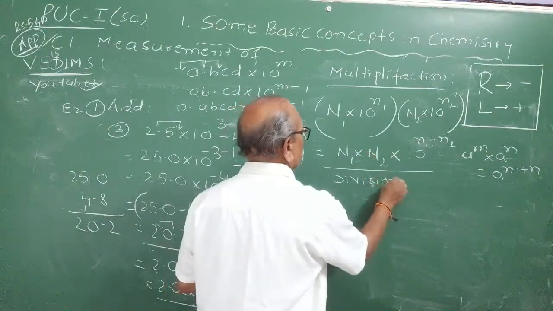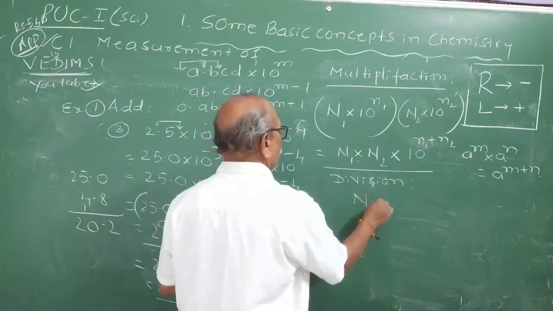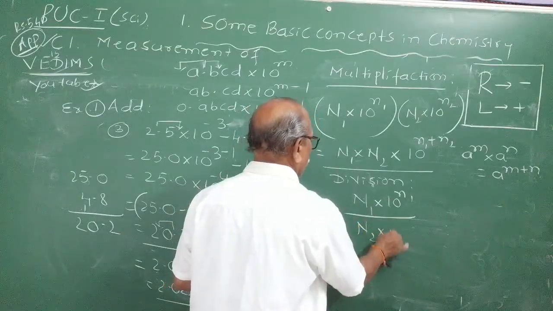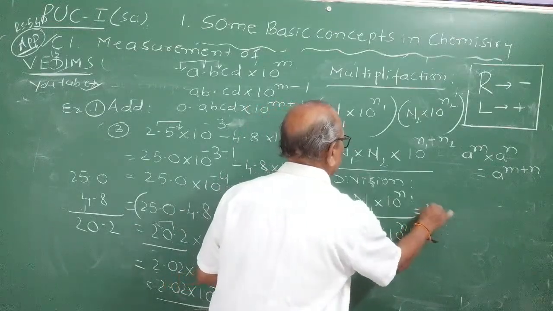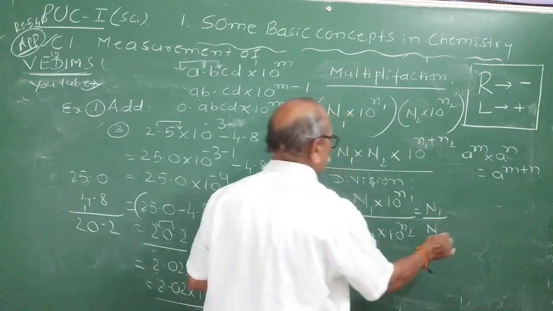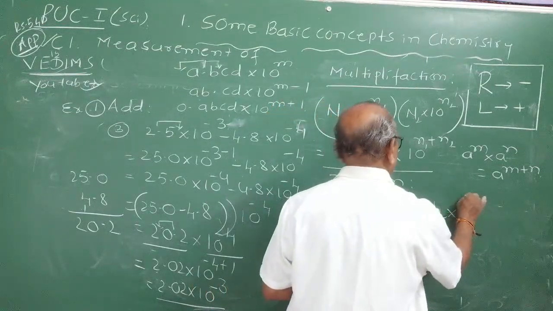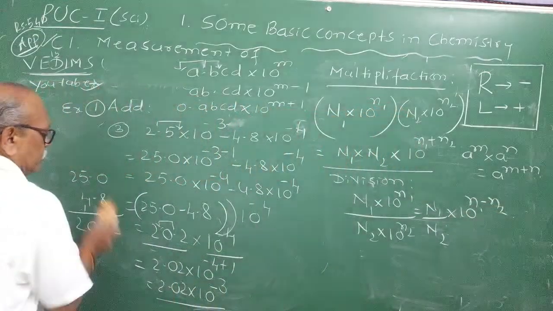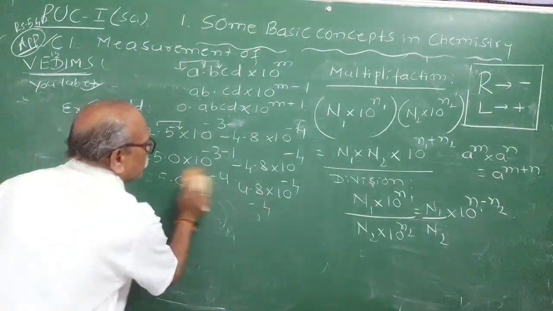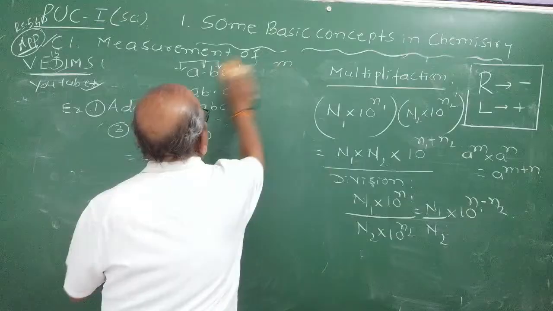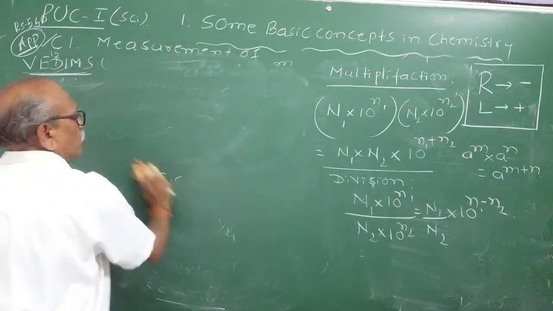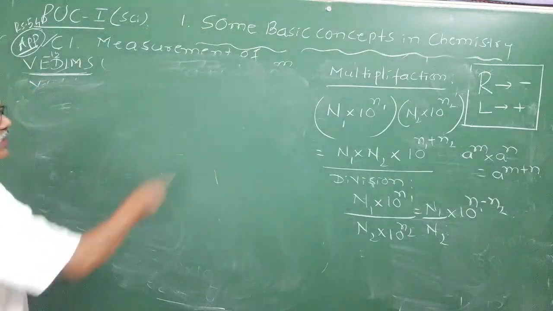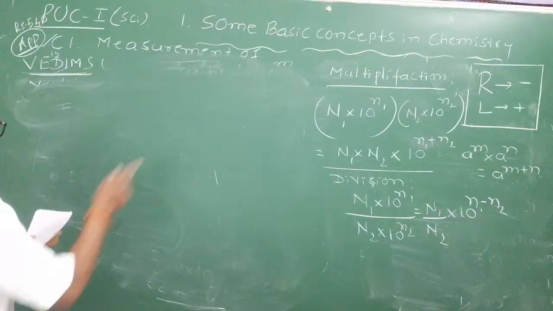Division also. The rule is n1 into 10 raised to n1 divided by n2 into 10 raised to n2. Very easy. You take n1 upon n2 into 10 raised to n1 minus n2. I hope you got it, right? I will give you some examples to multiply and divide. You understand? Multiplication, addition and subtraction you must have understood. How to shift the decimal point today is very, very important.